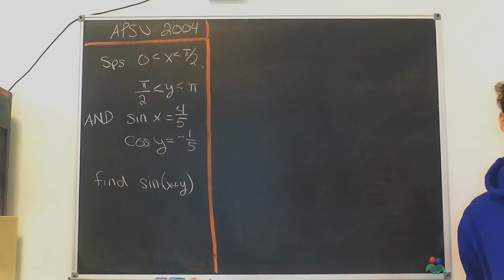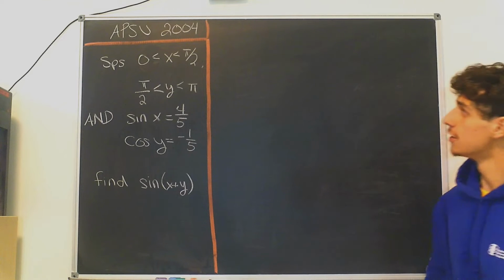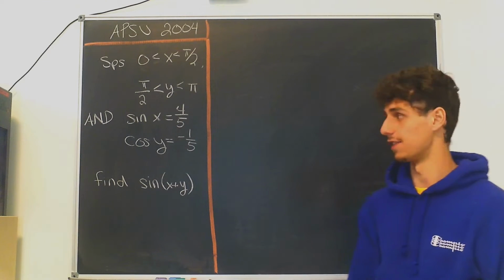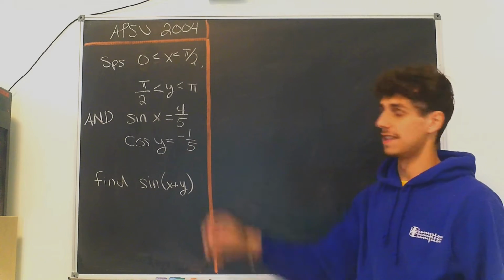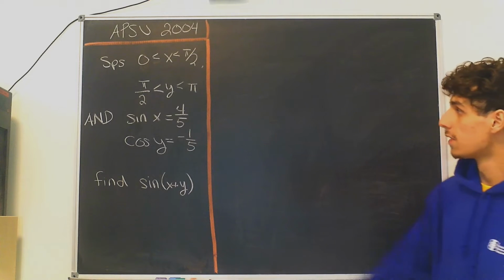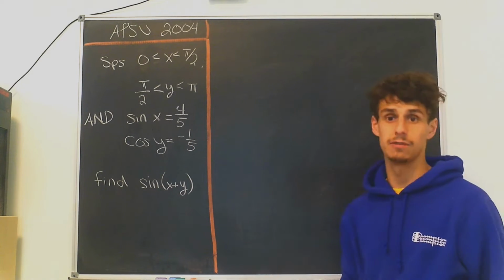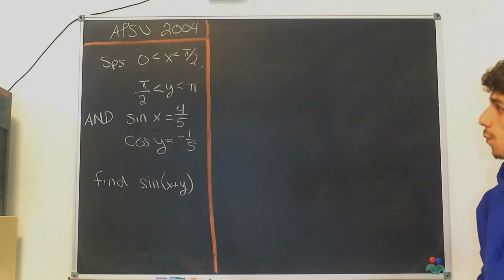I have a nice trigonometry problem for the channel today that comes from the Austin Peay State University 2004 math contest. And this is on the pre-calculus section of that test. So it tells us that x is in the first quadrant and y is in the second quadrant, and that sine of x is 4 over 5 and cosine of y is negative 1 over 5. And then asks us to find sine of x plus y.